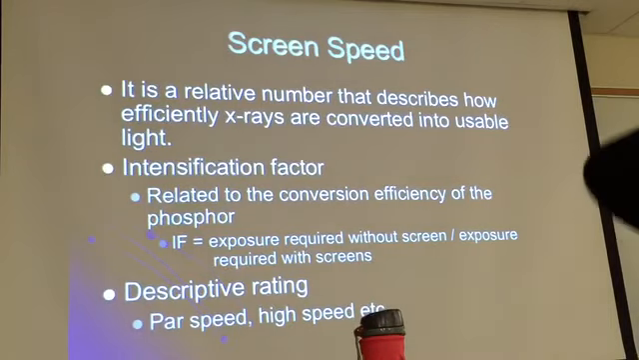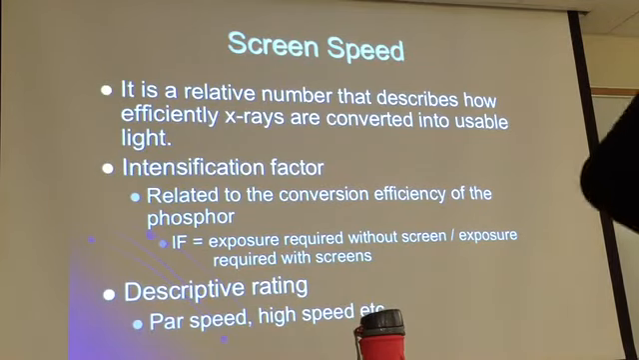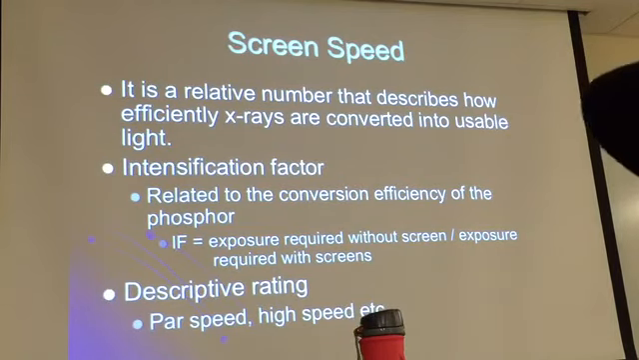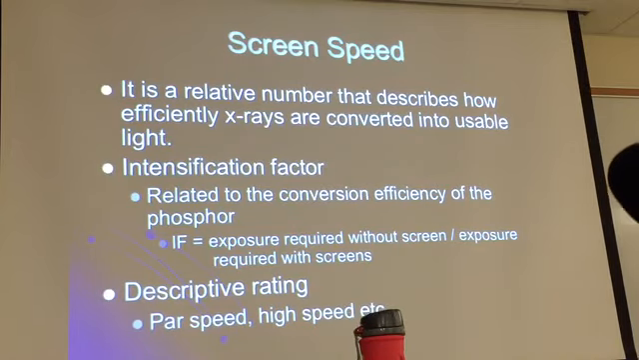Yeah, Garrett. So for the intensification factor, the IF portion, in order for good conversion efficiency of the X-rays to light, you need the screen to be higher than the exposure, you're saying. Is that what you said first? Higher than the exposure without the screen? I kind of lost the part where the screen should be higher than the exposure. Let me describe how you will do this experiment.